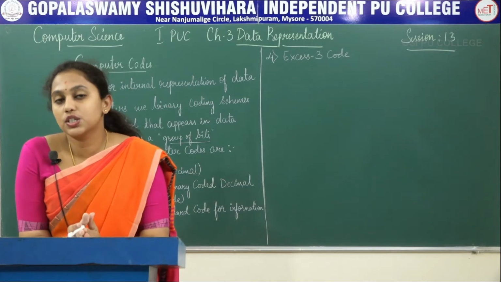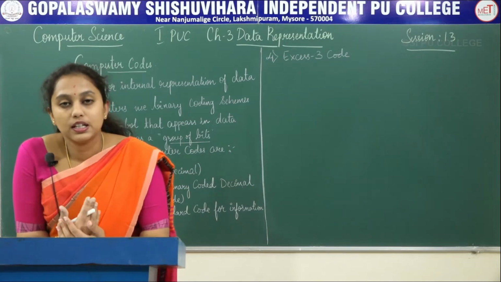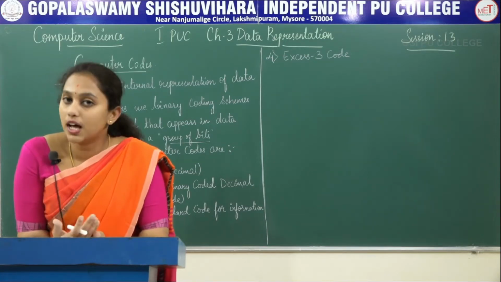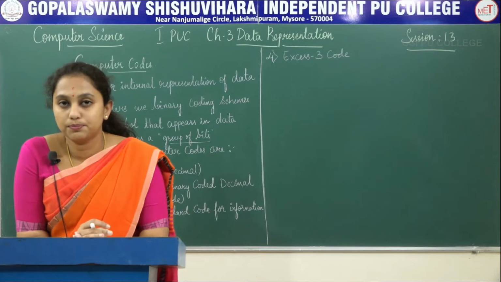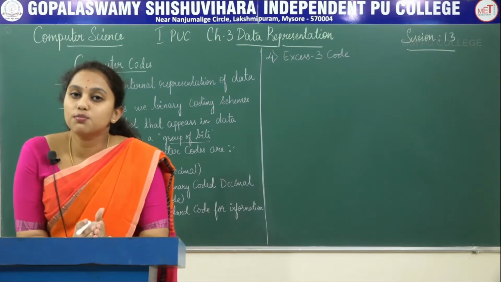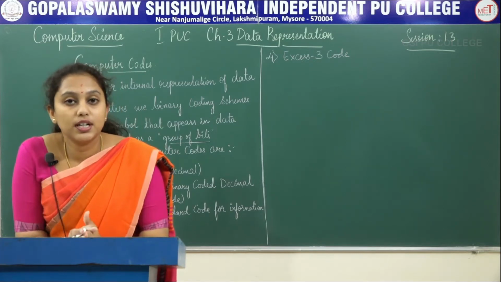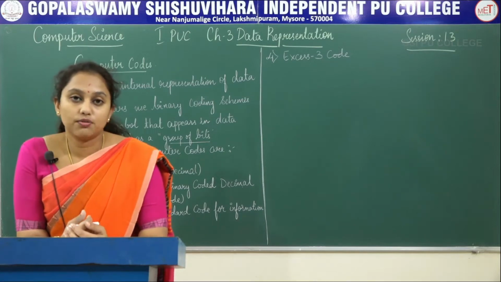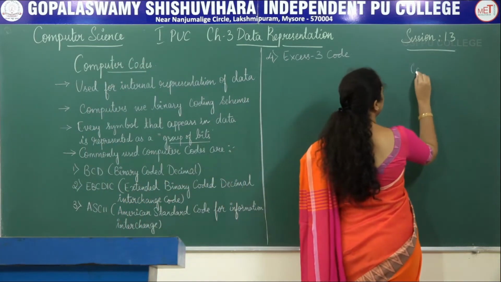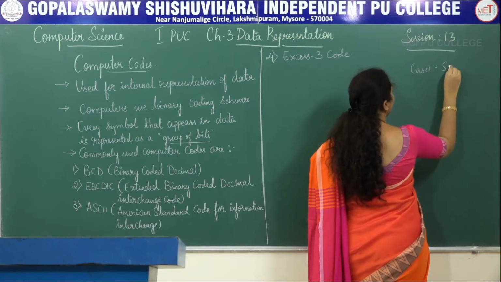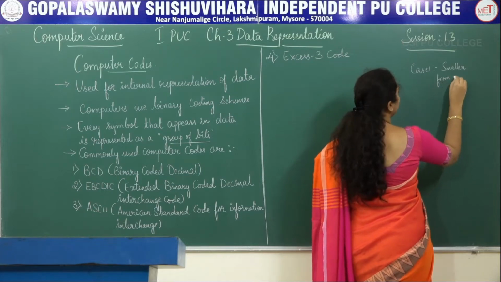In subtraction using ones and twos complement we come across two cases: subtracting a smaller number from a larger number, and subtracting a larger number from a smaller number. While subtracting a smaller number from a larger number using ones complement, first we have to take the ones complement of the subtrahend. So here in case 1 we are subtracting a smaller number from a larger number.